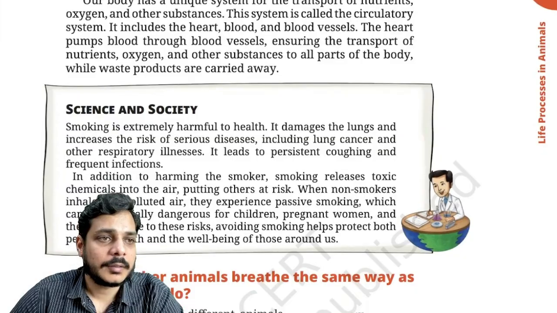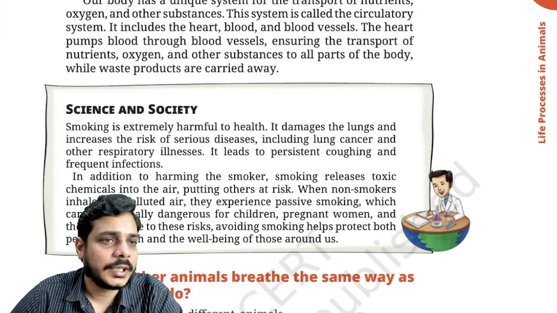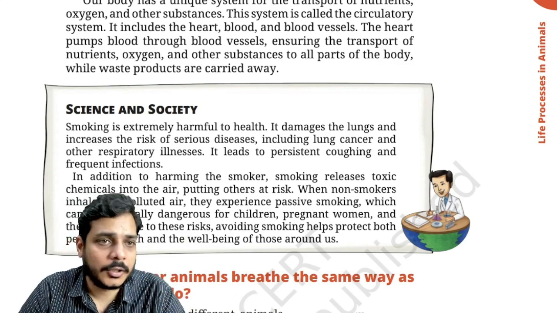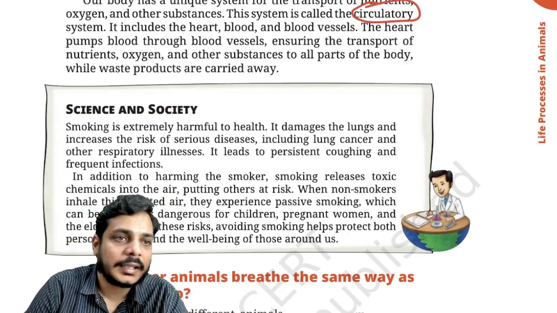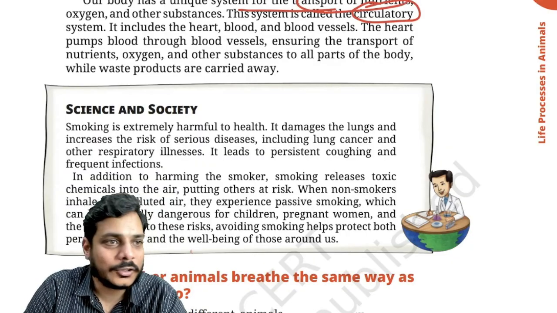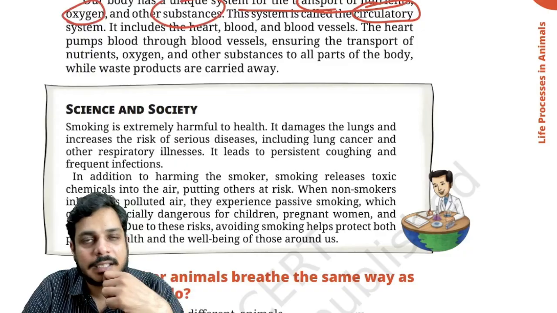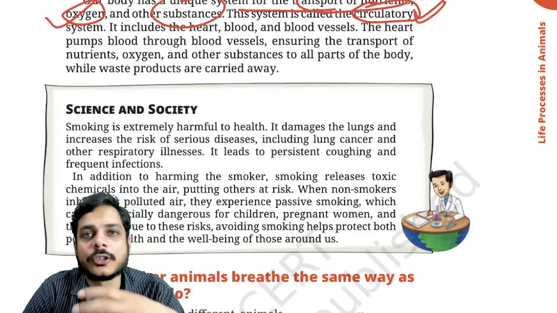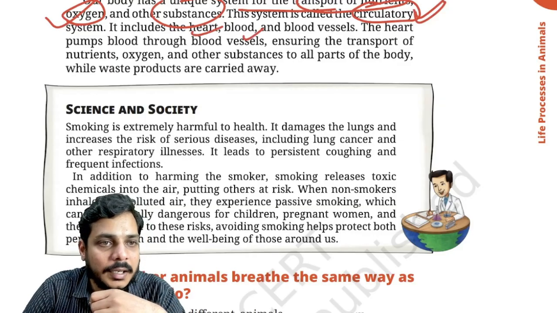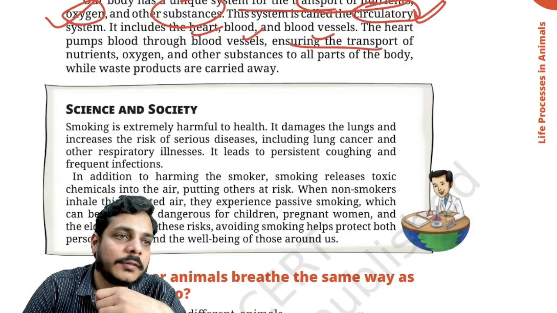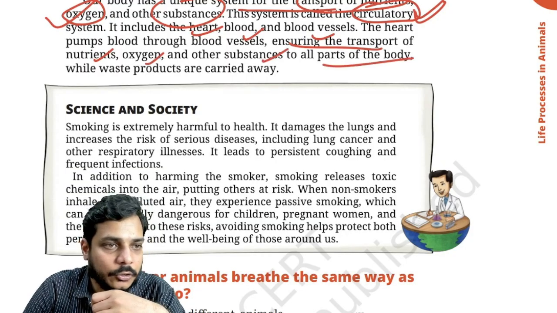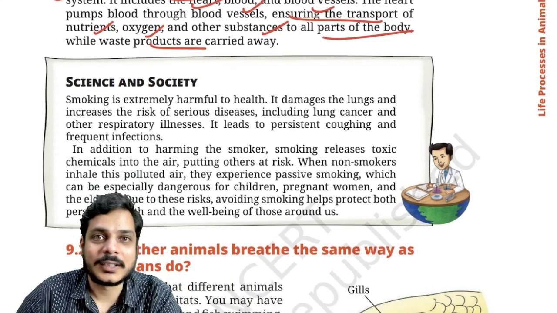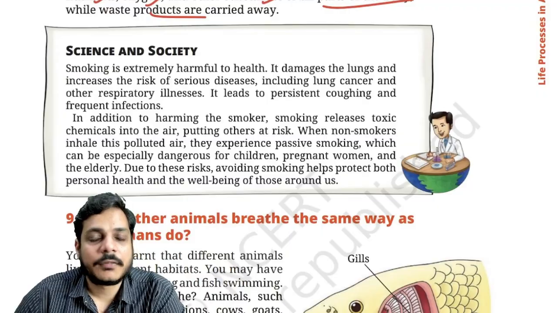Our body has a unique system for transport of nutrients. We talked first about the digestive system, then the respiratory system. Now the circulatory system also has a unique system for transport of nutrients, oxygen, and other substances to other parts of the body. It includes the heart, blood, and blood vessels. It ensures the transport of nutrients, oxygen, and other substances to all parts of the body while waste products are carried out. It is recommended that you do not smoke because it seriously deteriorates the function of the lungs.